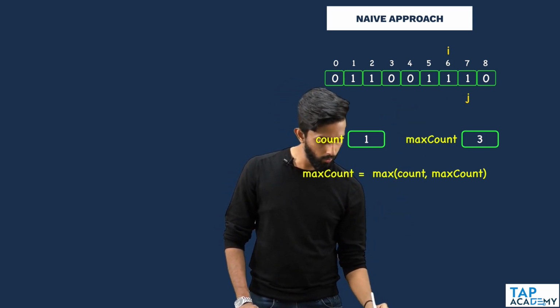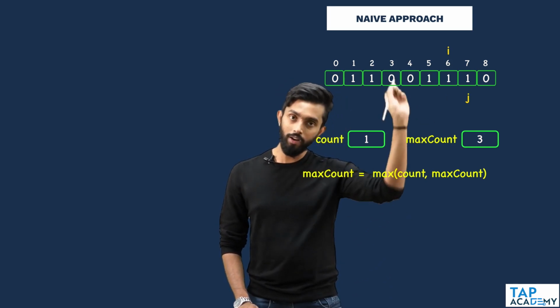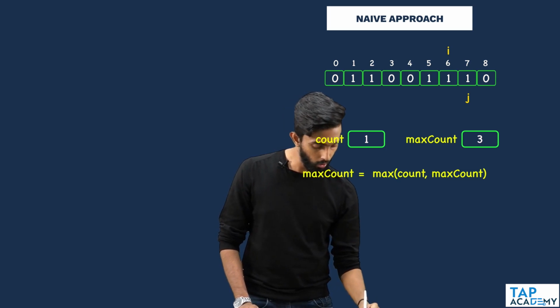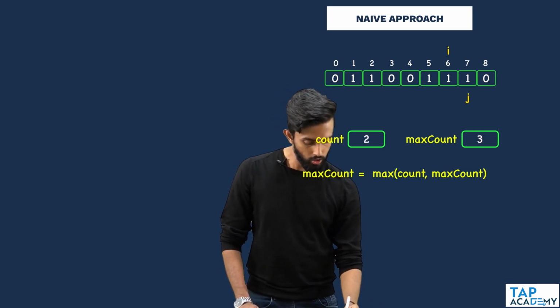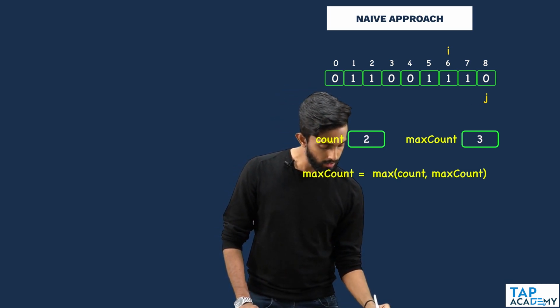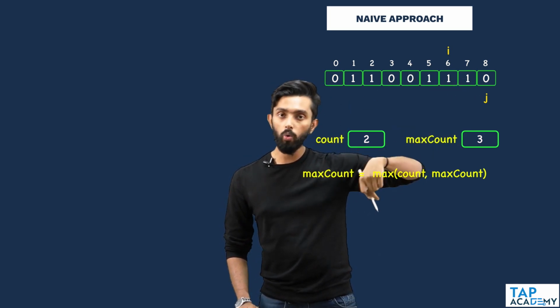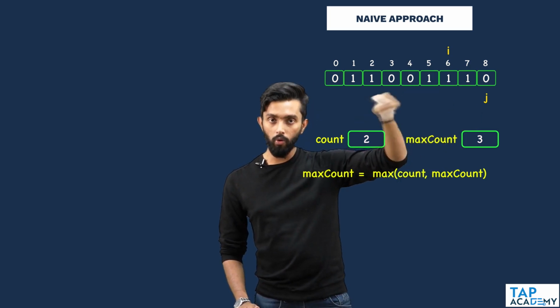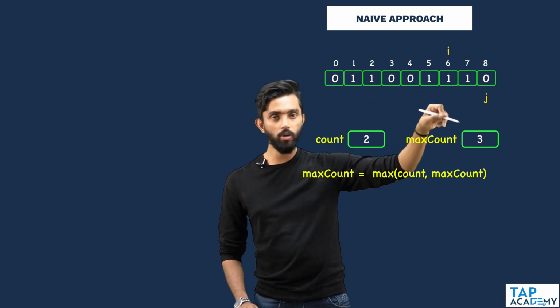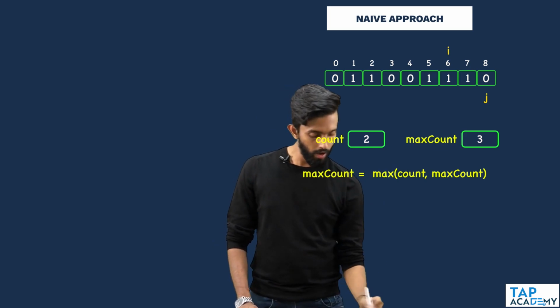Then j moves forward. Again check, is j equal to 1? Yes. Increment the value of count. Count becomes 2. J moves forward. Tell me, is j equal to 1? No. No means breakout. And then see, whatever count you found, is it greater than the max count? No. No means max count is 3 only. You are within a loop. I moves forward.